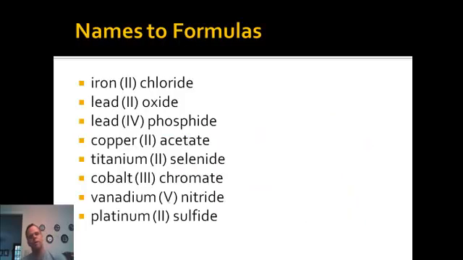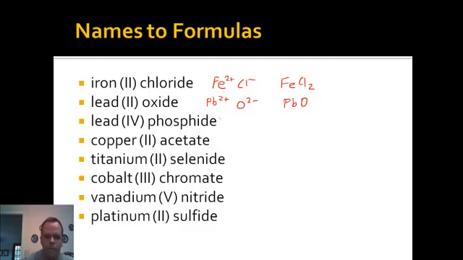Now, let's go from the names to the formulas. Iron, Roman numeral 2 chloride. I know iron must be +2 here. Chlorine is -1, so FeCl2. Lead 2 oxide, Pb2 plus, oxygen 2 minus, PbO. Lead 4 phosphide, Pb4 plus, phosphorus is 3 minus. That IDE ending tells us it's an element. Pb3P4.